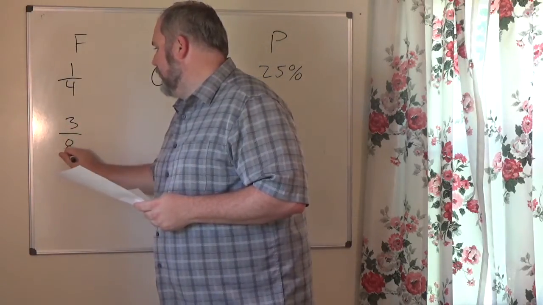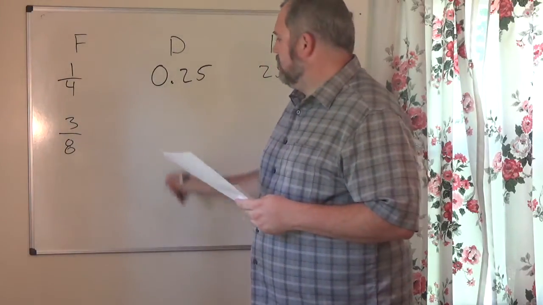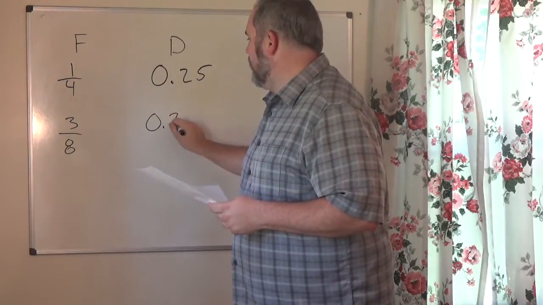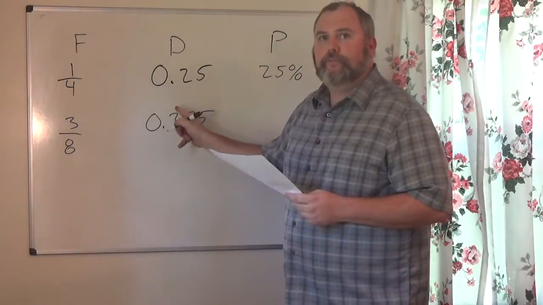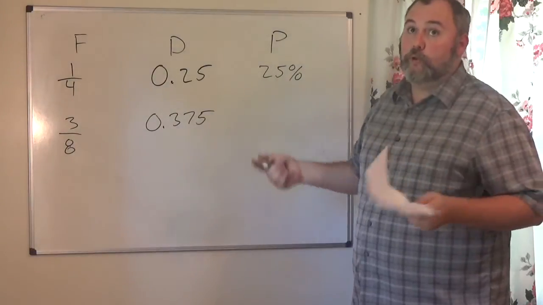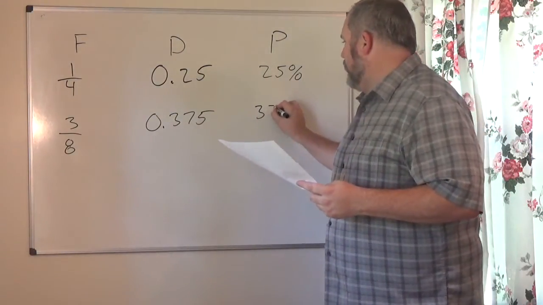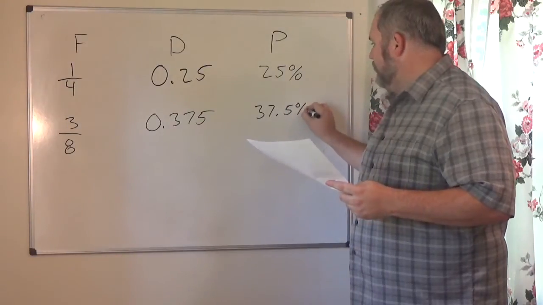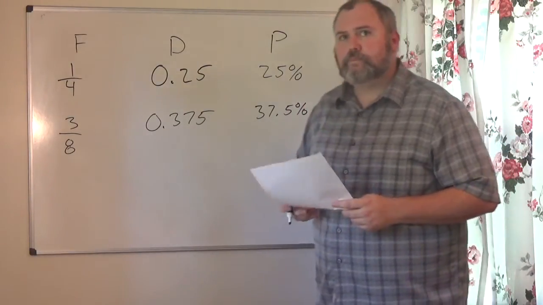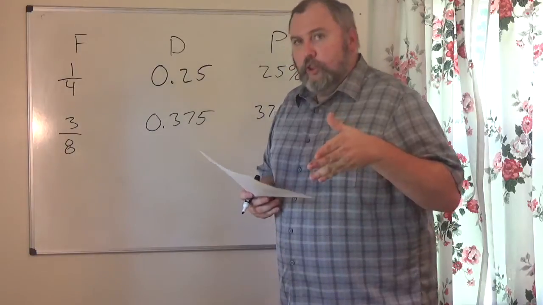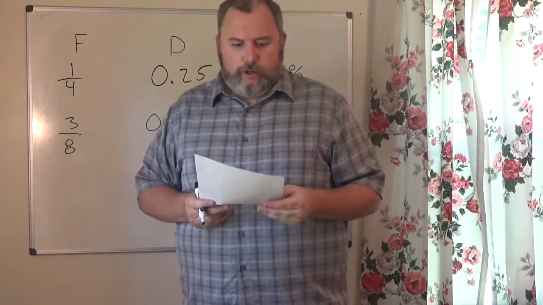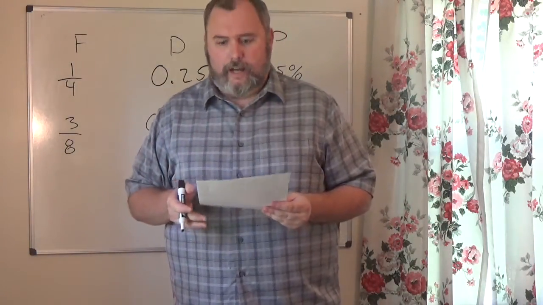3/8, same principle. Divide, you get 0.375. Go from there to your percent using multiplication or butt math, and you get 37.5%. All right? Now, just below all this, you have a chart that I would like you to try.